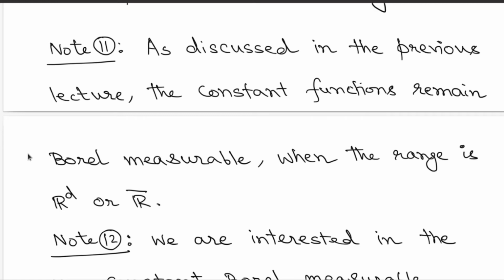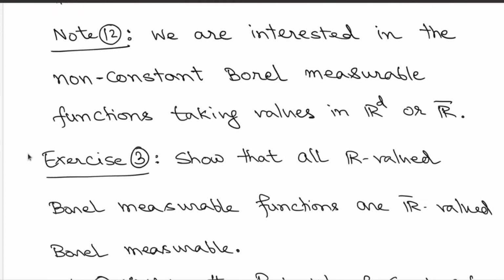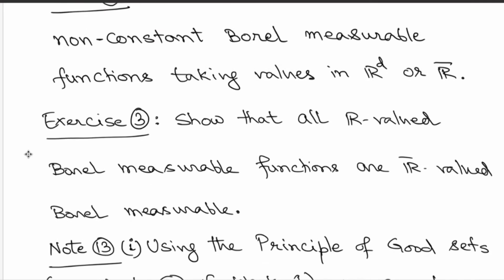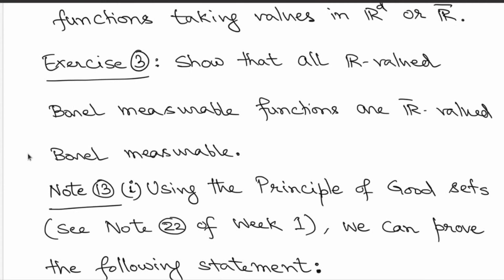But then we explained or discussed this issue in the last lecture, that beyond the constant functions, we are interested in the non-constant measurable functions. So now we are looking at non-constant Borel measurable functions which might now take values in Rd or R bar. So with that we want to figure out examples of this. But now there are a large class of examples suggested by the exercise 3. Show that all real valued Borel measurable functions are extended real valued Borel measurable functions.